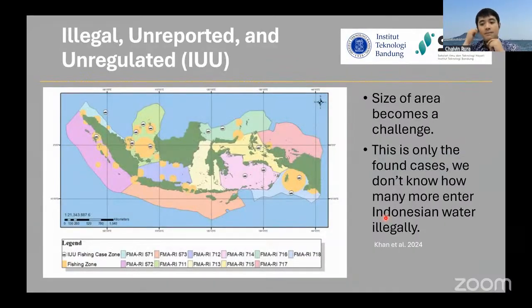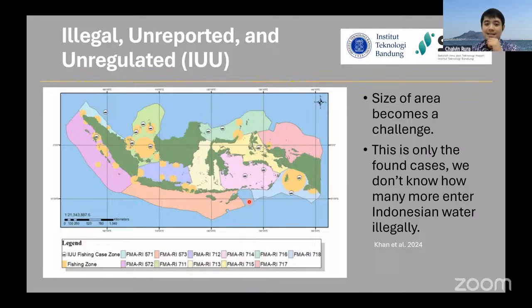So another problem in Indonesia is illegal, unreported, and unregulated fishing. In the map on the left, we can see these circles. It shows where cases of illegal fishing occur. And sadly, though some of this illegal fishing is domestic, from within the country, there are some also from international or neighboring countries. So they come illegally into Indonesian waters.